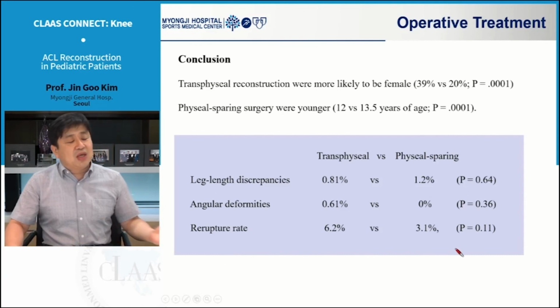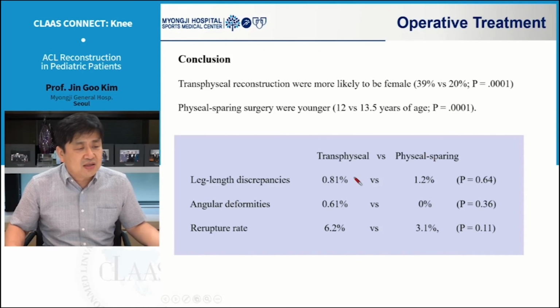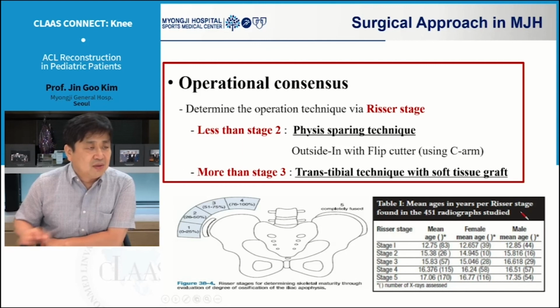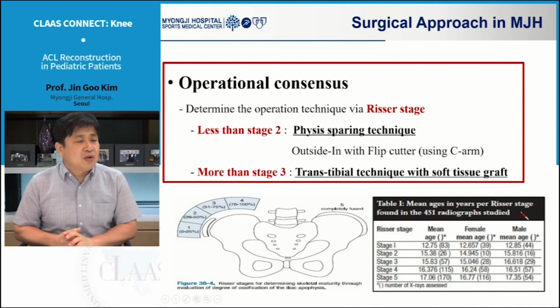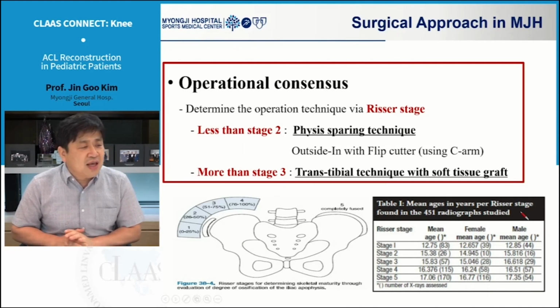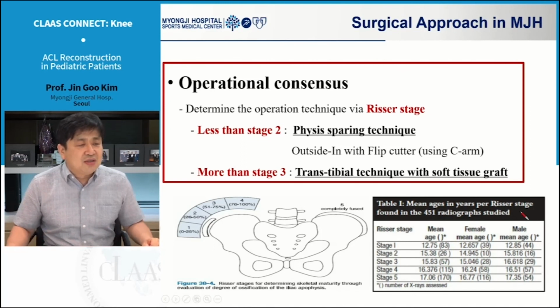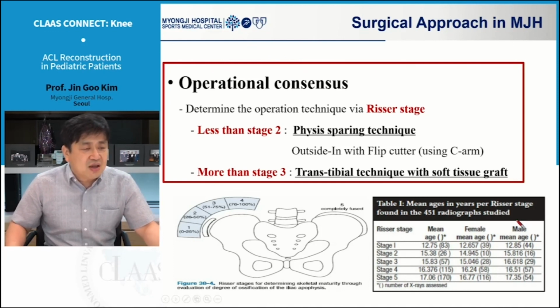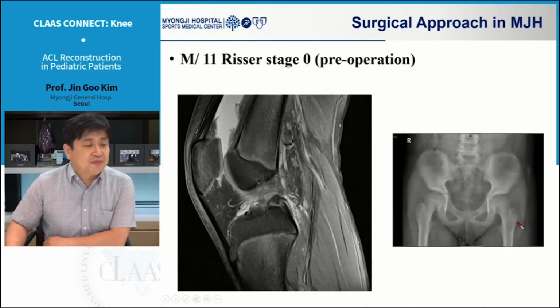So maybe we can use both the physeal-respecting and physeal-sparing techniques in the adolescent group, but with special consideration not to harm the growth plate. So this is our protocol. We use the Risser stage. Less than stage 2, we introduced the physis-sparing technique with outside-in with flip cutter. And for Risser stage more than 3, we introduced the transtibial technique with the soft tissue graft.